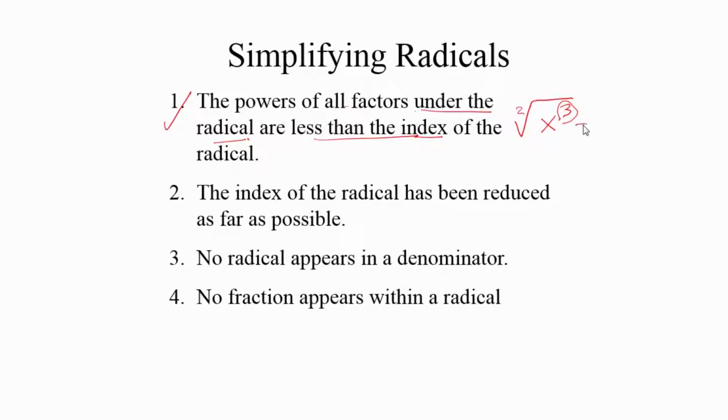This actually would be equal to square root of h squared times x, which would be equal to square root of h squared times the square root of x, and square root of h squared is h, so it's h times the square root of x. Now we are done. So the power under the square root should be less than the index. If it is more than the index, we are not done yet.